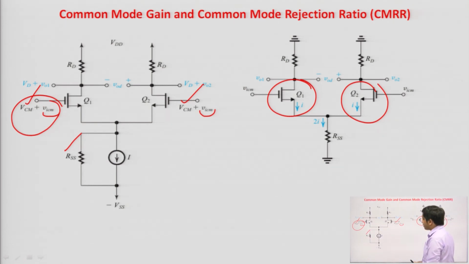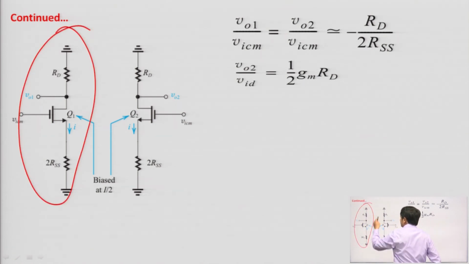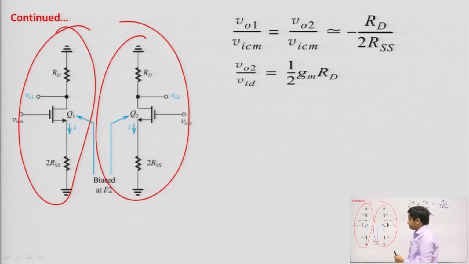Now, to calculate the common mode gain, again we will do the small signal analysis, just remove the DC sources, and after removing the DC sources convert that circuit into two halves. This is one half, this is another half. So, what will be the value of RSS here? Obviously 2 RSS, because if we are breaking that circuit into two parts, then half current will flow, and corresponding to that the source degeneration resistance will be 2 RSS in both cases.